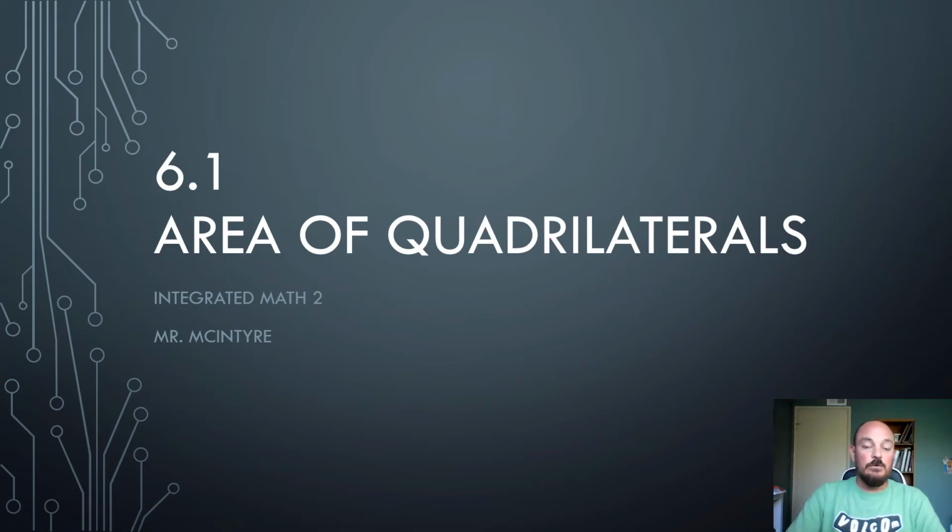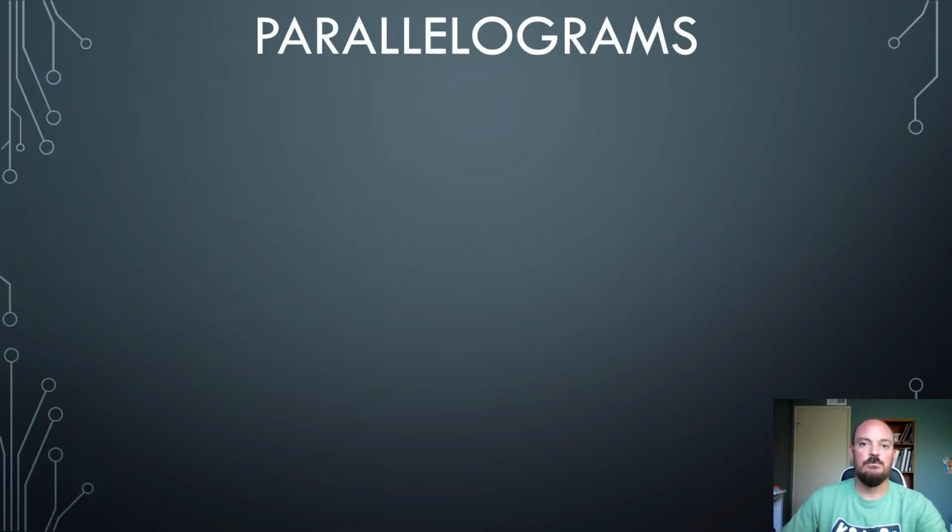Hi everyone, we are going to start Module 6 today, and we're going to talk about area and then volume. So let's start with area. We're going to talk about quadrilaterals today. So let's review. We learned about quadrilaterals earlier this year. Let's review some of the stuff we learned.